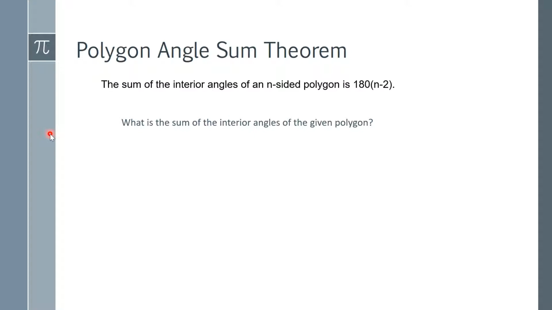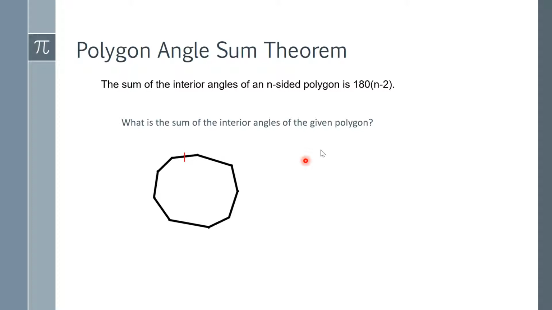So we're going to look at this example. What is the sum of the interior angles of this given polygon? Here's our given polygon, and we're going to use our formula to figure out the sum of all the angles. We're going to mark this so we know where we start and where we end. How many sides do we have here? We've got 1, 2, 3, 4, 5, 6, 7, 8, 9 sides. We've got a 9-sided polygon. This is called a nonagon.